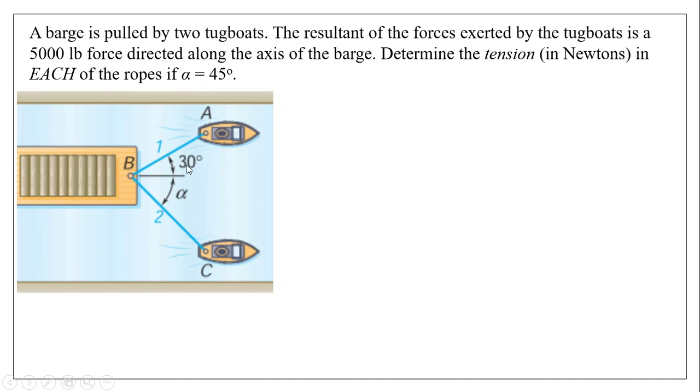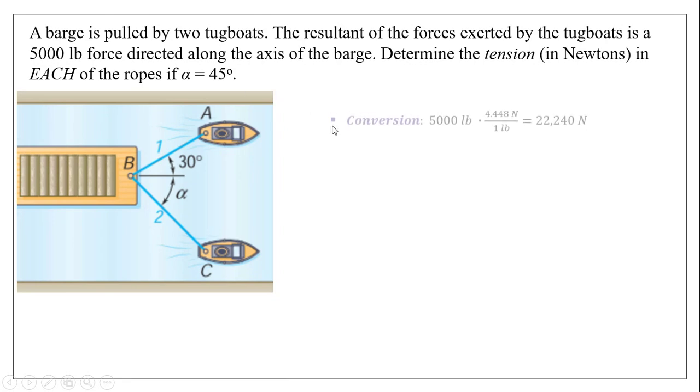So the top angle is 30 degrees, and then here it says alpha is 45 degrees, so the bottom angle is 45 degrees. So even though it's not labeled in the diagram, both the angles are given to you, 30 and 45 degrees. But it's important to note here that it says determine the tension in newtons, while the force here in the diagram or in the statement is given as pounds. So 5,000 pounds of force.